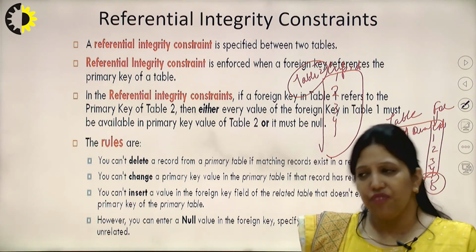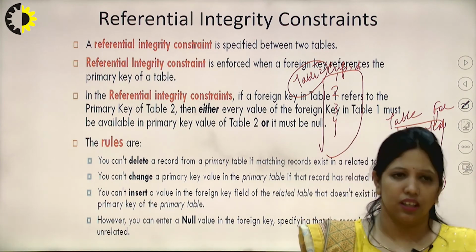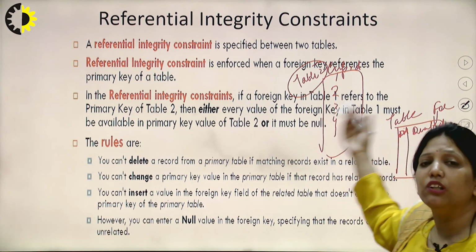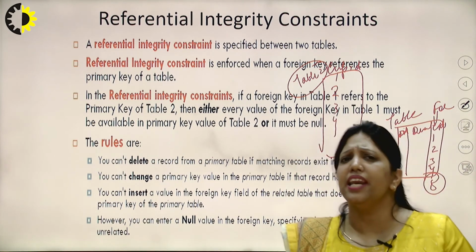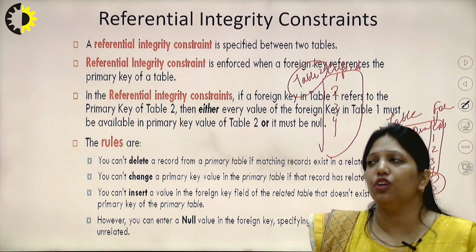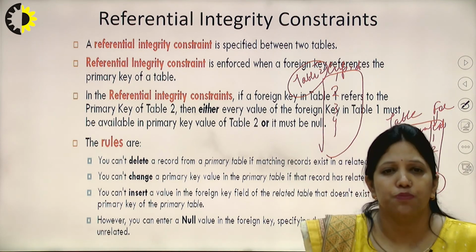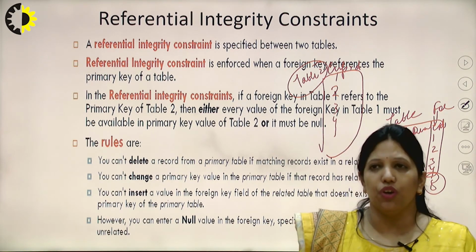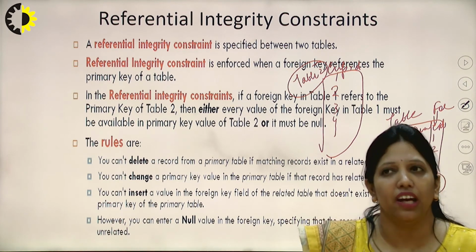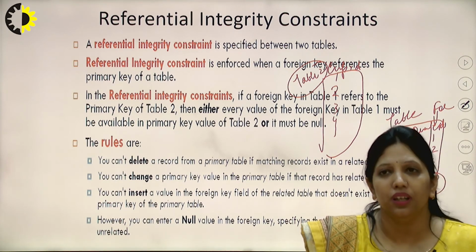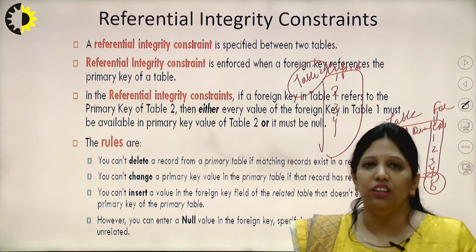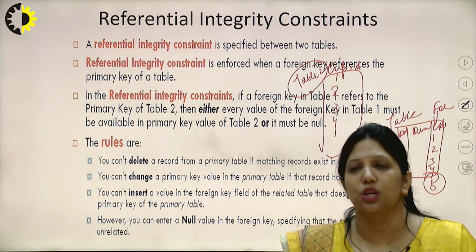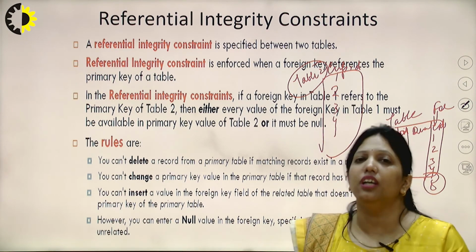But we can enter a null value into the foreign key. It is possible that the foreign key holds a value of the primary key, but it may also contain a null value. A primary key can never contain a null value, but a foreign key can contain null values, specifying that the records are unrelated. So a foreign key contains only values present in the primary key of the base table, or null values. We cannot change the primary key data of the base table if that record is contained in the foreign key.